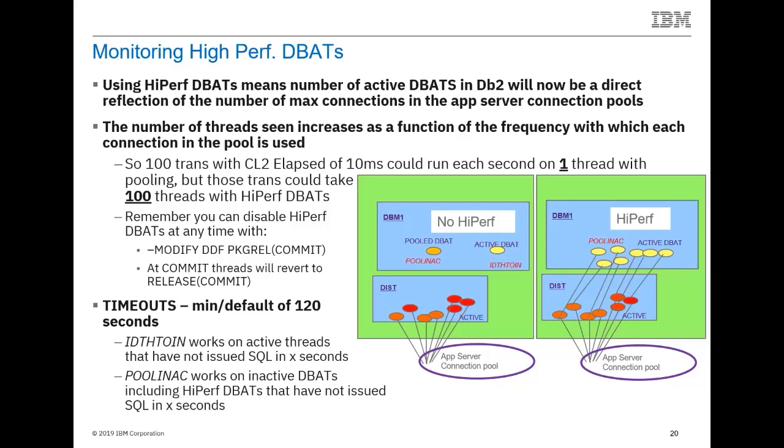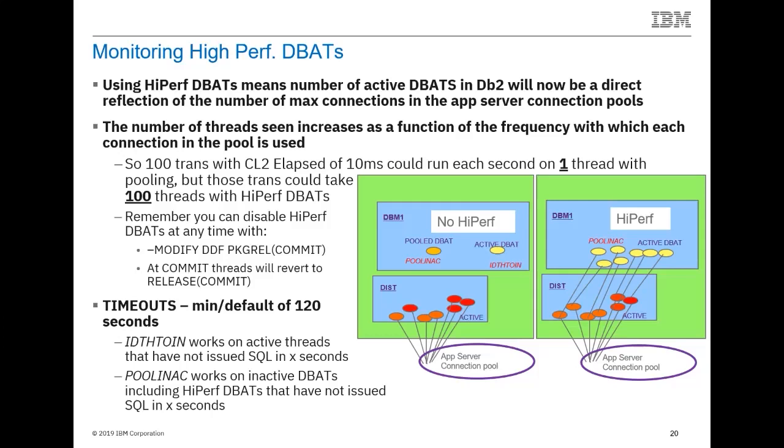For a safety precaution, the high-performance DBATs will only execute 200 times, and then we'll recycle that thread under the covers with no real performance impact at all. But that still doesn't save you from how many concurrent threads you're going to have. And a reminder here for the timeout values in your zparms. IDTHTOIN only works against threads which are active, which have not issued an SQL statement in X number of seconds.